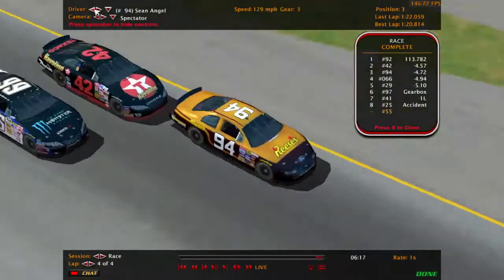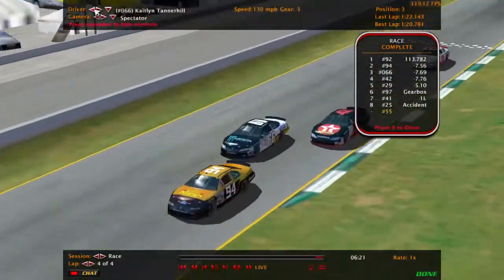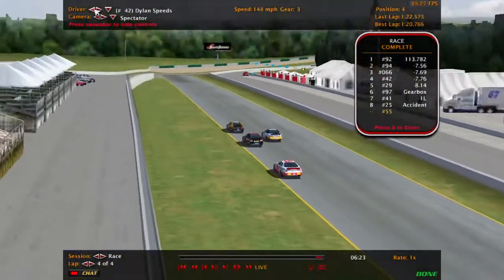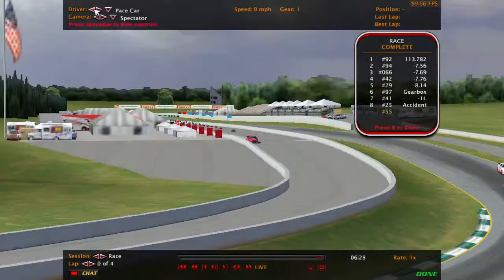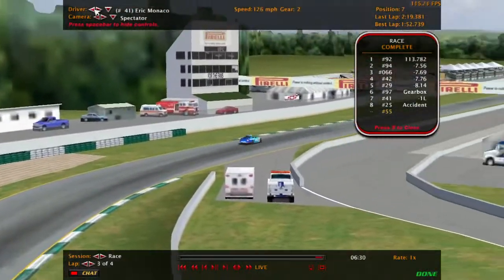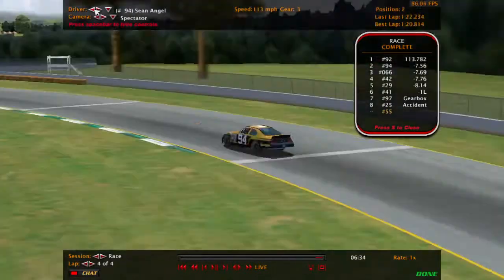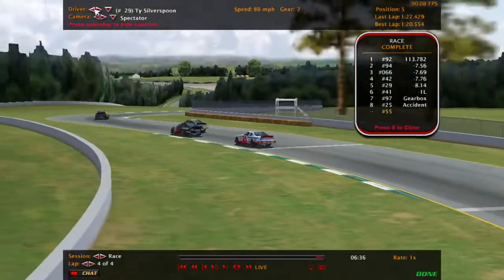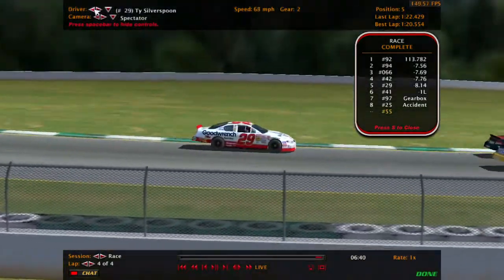Here comes Tannehill for third. And Tannehill's going to get third. At the last second, Tannehill grabs third away from Speeds. Fourth goes to Speeds, and fifth goes to Ty Silverspoon. Going home, we have Eric Monaco, coming home sixth. Seventh and eighth are going to be Marcus Sawyer and Verstegen. So Marcus Sawyer does not make it.